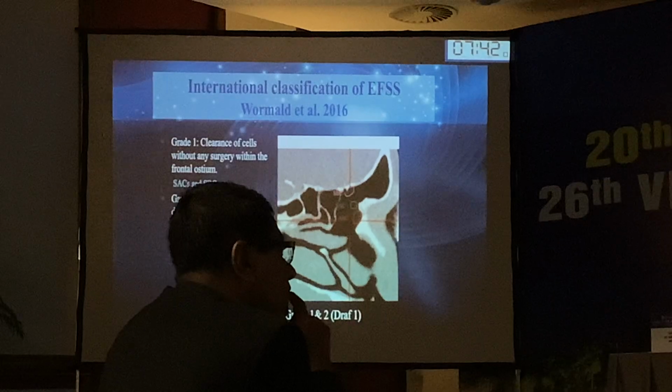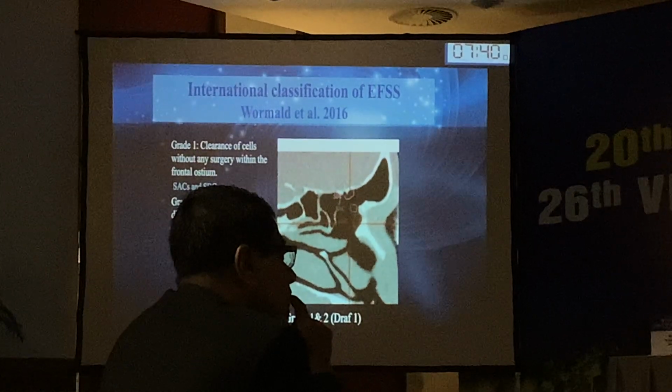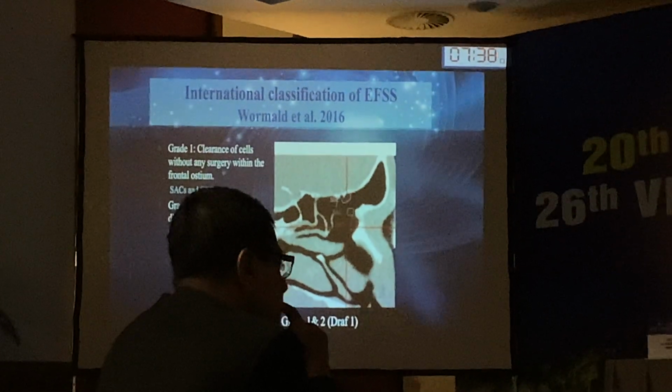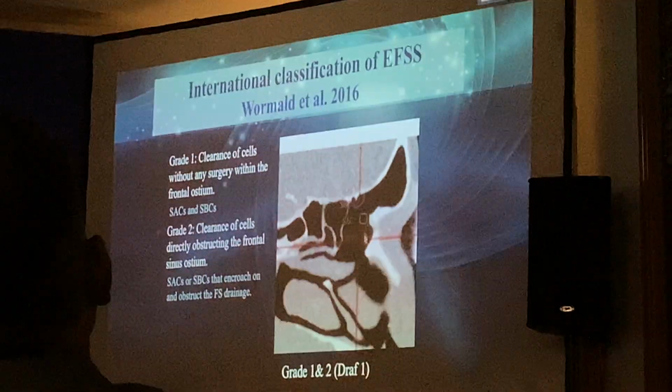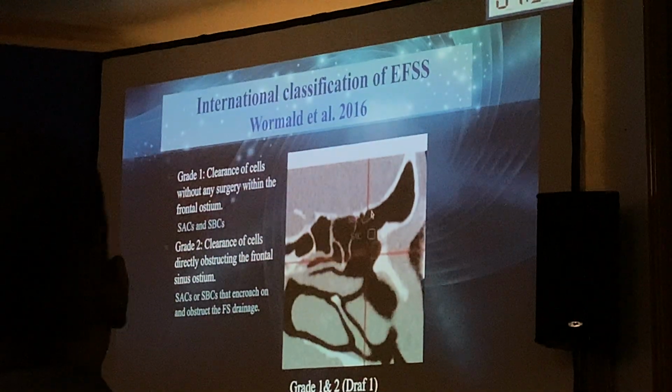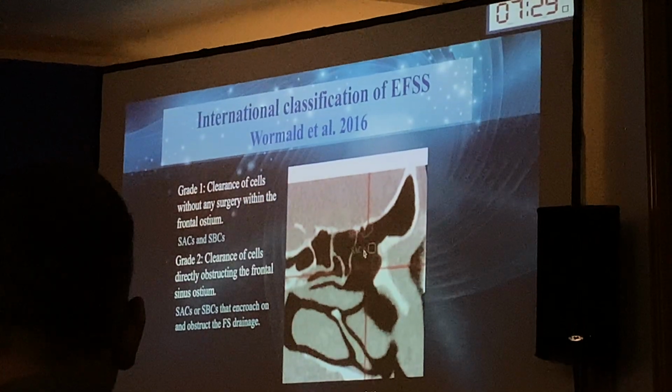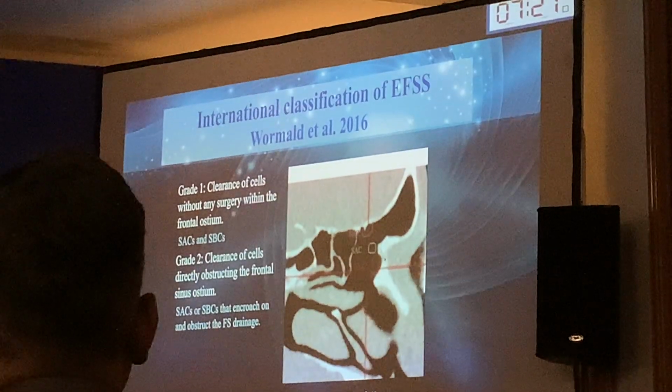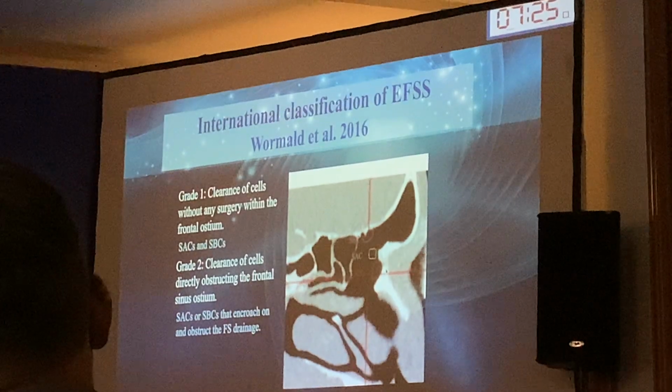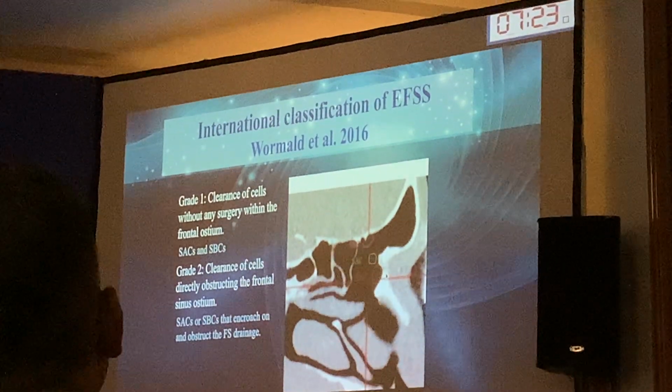So again, I drew a diagram. This is the case of grade 1 and grade 2. This is the agger, supra-agger, suprabullar. You can clear all the cells without touching the frontal sinus ostium. So that's grade 1 or grade 2.